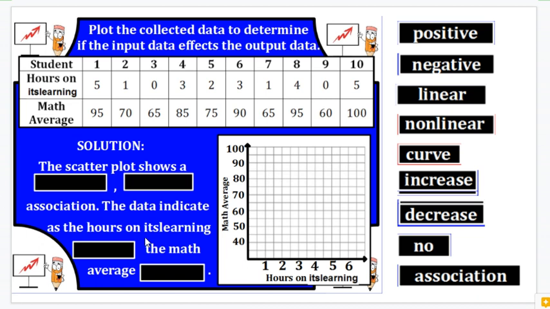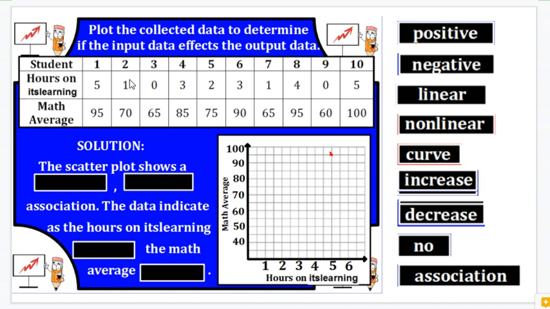So you're just going to take your pencil and you're going to start with student 1. They spent 5 hours on its learning, and their math average is a 95. So you go over to 5 hours on its learning, go up to a 95 on the y-axis, which will be right here, and you put your first point. Can you see that? I'm having to do it with the mouse today. All right, and then you keep doing it.